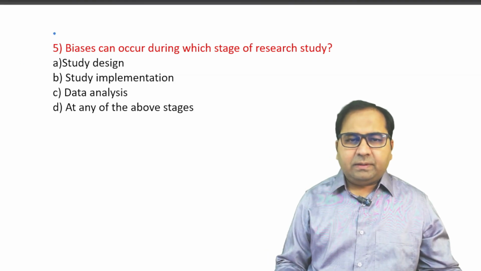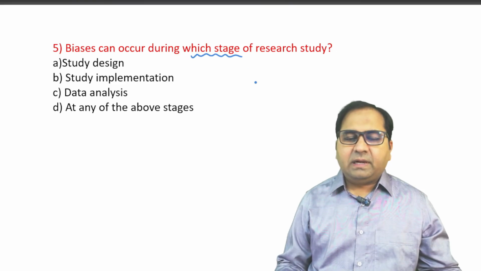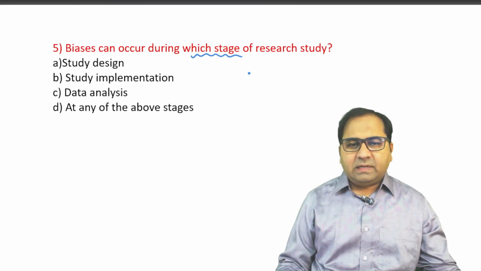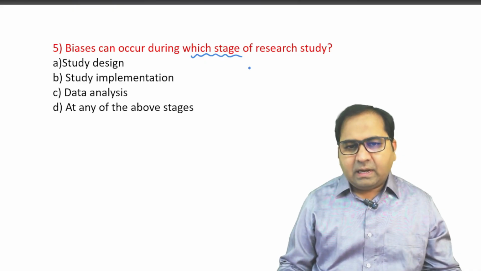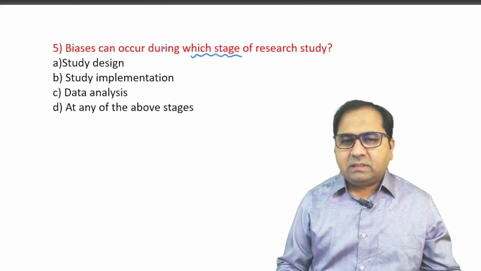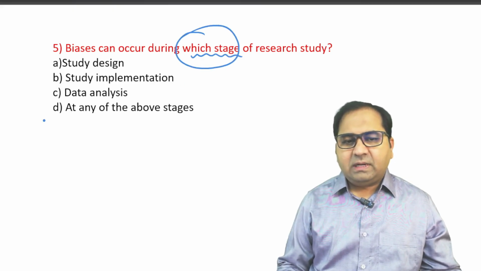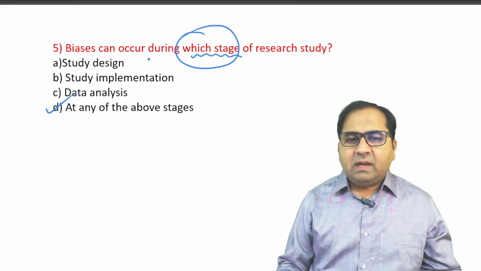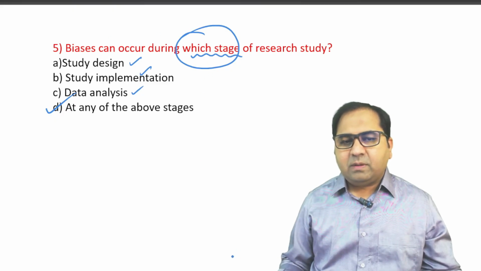Let us see the next question. Biases can occur through which stage of the research study? The options are A. Study design, B. Study implementation, C. Data analysis, or D. At any of the above stages. So biases can occur during which stage they have asked. The answer for this question is that it can occur at any stage, at the level of study design, at the level of study implementation, or at the level of data analysis. At any level, biases can occur. Please remember this point.